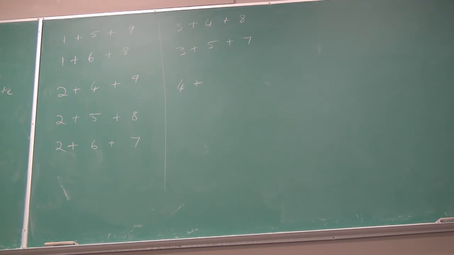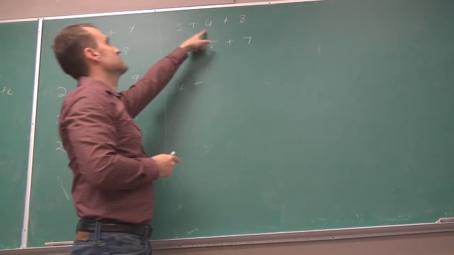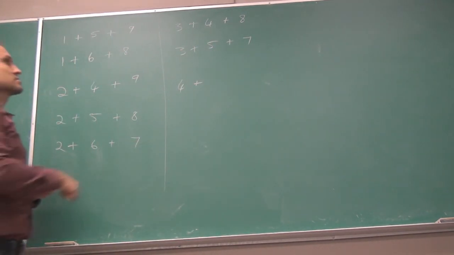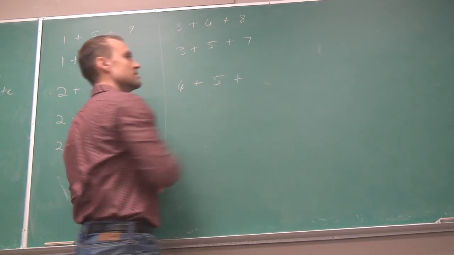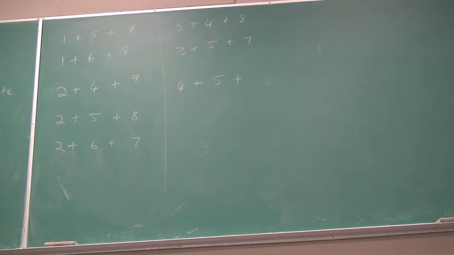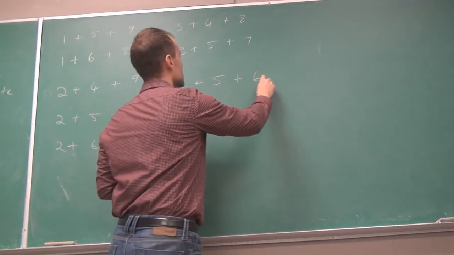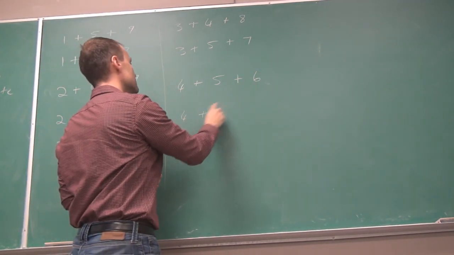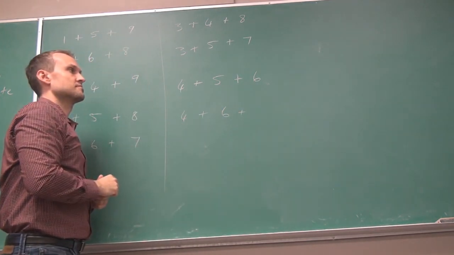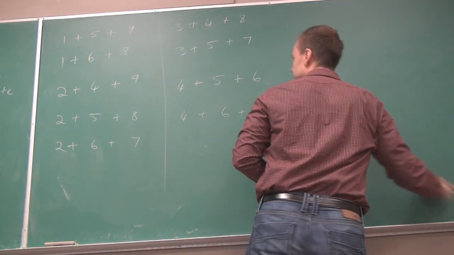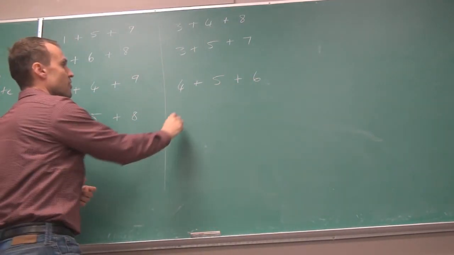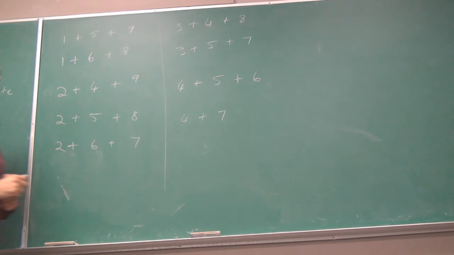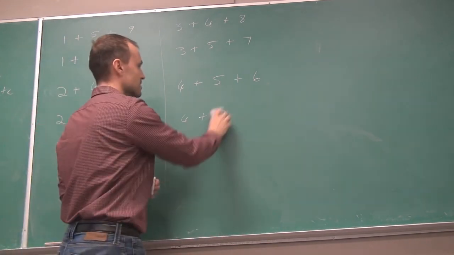4, I'm not looking at 1, 2, and 3 because it would have come up already like it did there. And there. So 4 and 5. That's 9. So the other one has to be a 6. 4 and 6. No, that's 5. I already got that one. 4 and 7. 4 and 7 is 11, so I would need another 4, and I don't have another 4. So that's not going to work either.